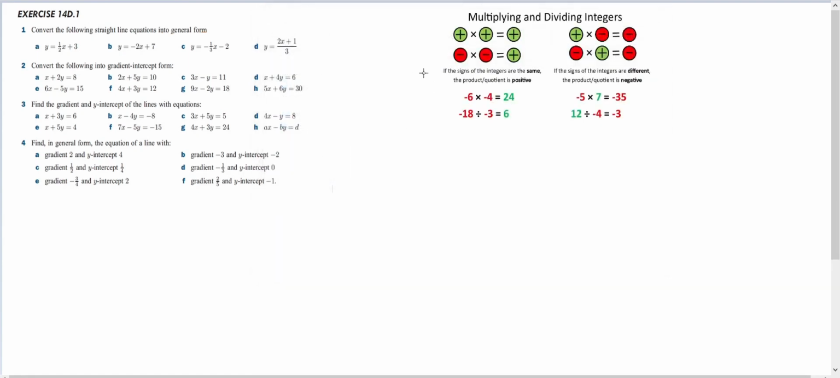Okay, some of you have asked about exercise 14D1, and I'm going to start by explaining this to you, okay? We cannot go there without knowing this. The first thing we have to know is that when we multiply and divide integers, if they have the same sign, if they're both green or they're both red, the answer is going to be positive. If they are green and red, the answer is going to be negative. Or if they're red and green, the answer is going to be negative.